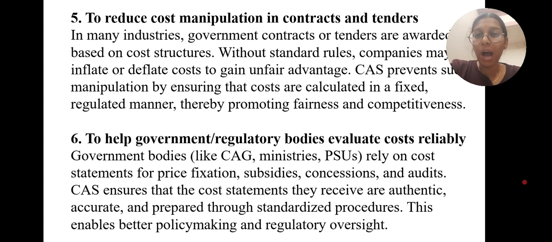And the sixth one is to help government regulatory bodies evaluate the cost reliably. It will help the government bodies to compare various costs like price fixation, subsidies, concessions or orders being allowed based on the cost sheet prepared. Government gives concessions and subsidies to each and every industry based on the cost sheet they have submitted. When there is no standardized cost accounting system, the companies may create a system or a format which is more flexible and advantageous for them. This will be negative from the perspective of the government. So to avoid that, a standardized cost accounting system is used.